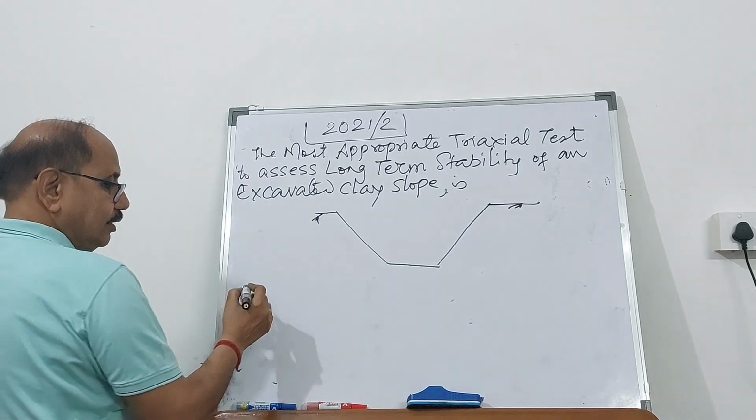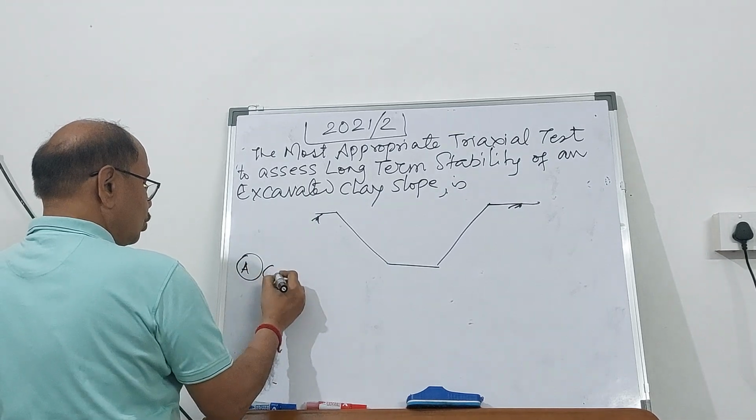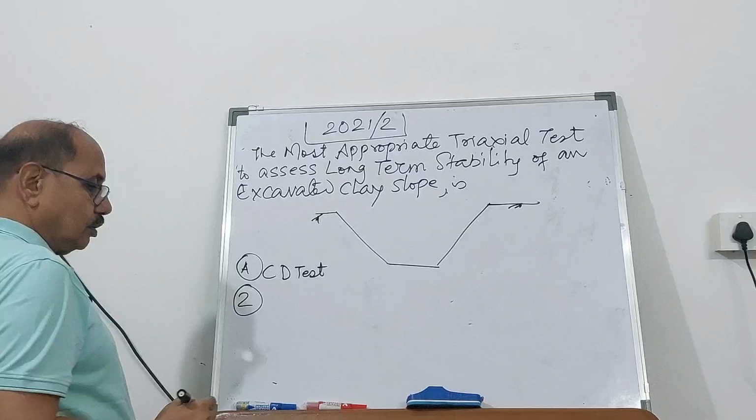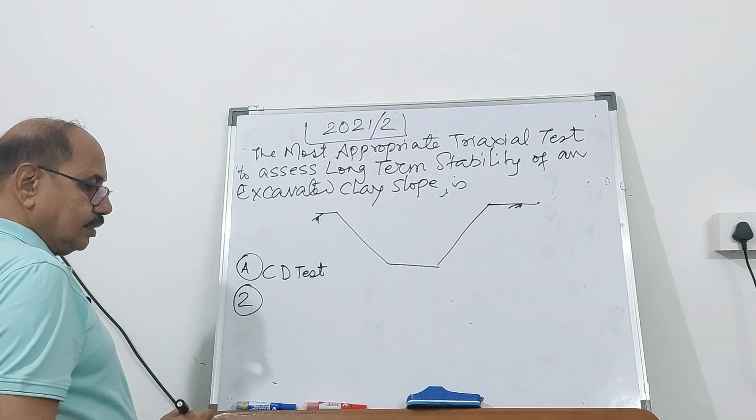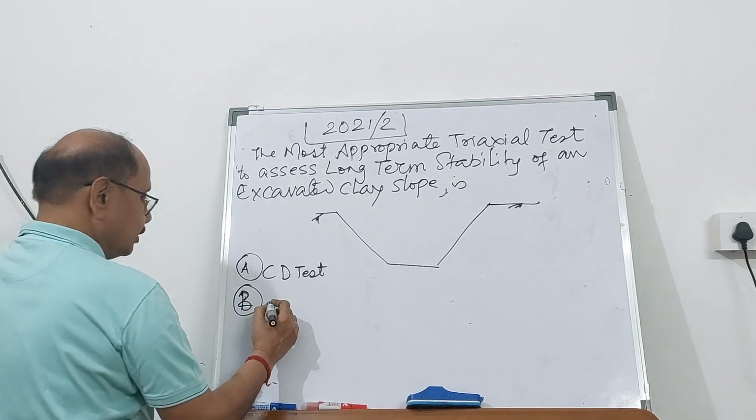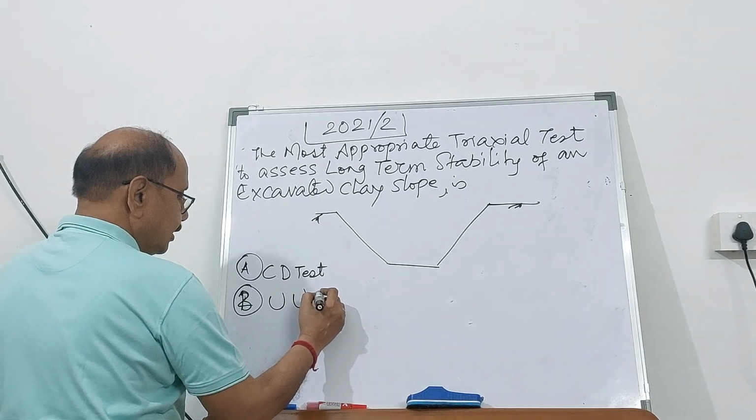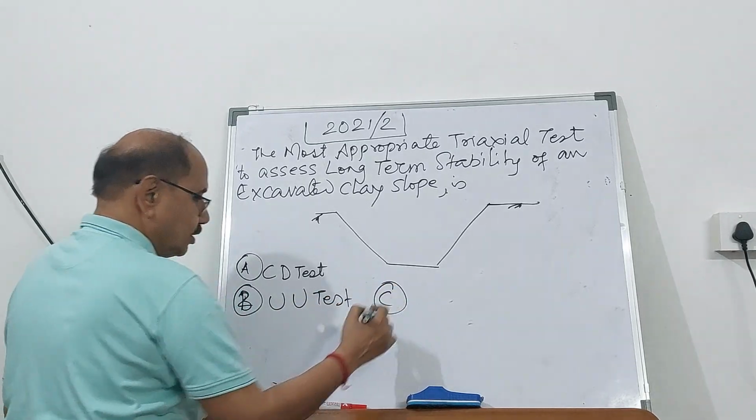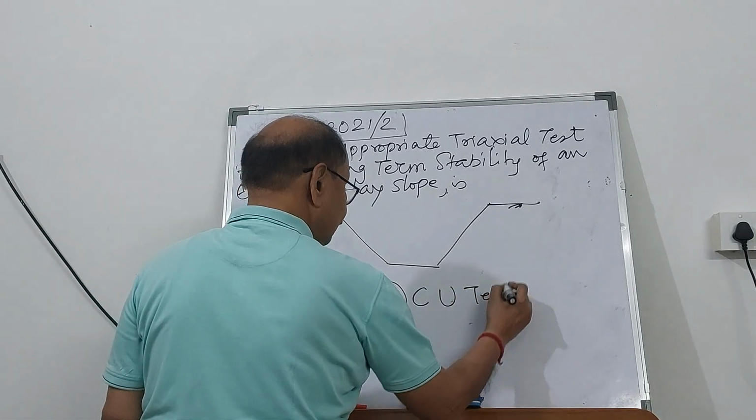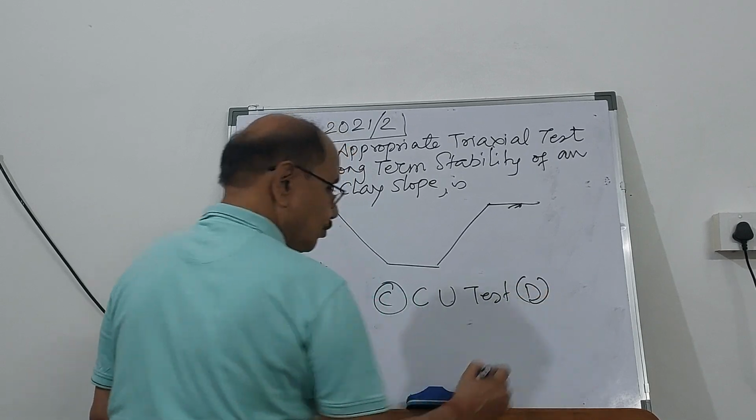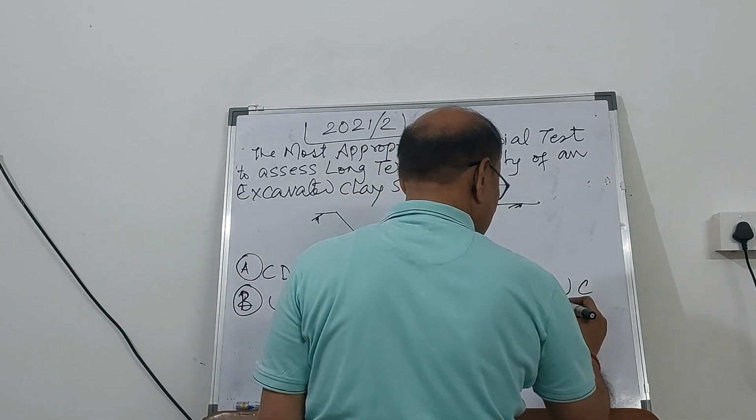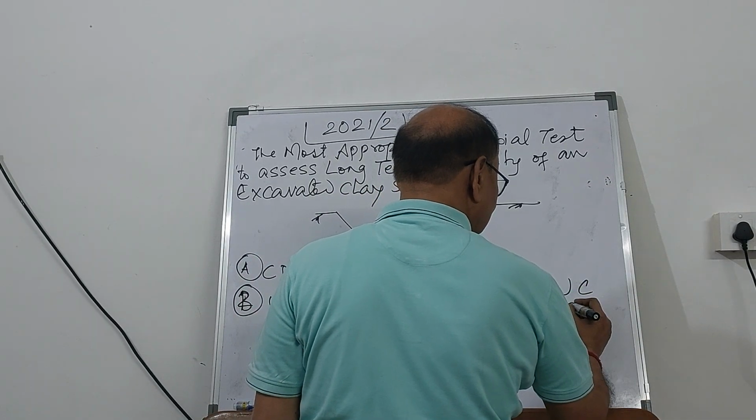One is given as A, CD test, consolidated drained test. Number two, which is given as B, is UU test, that is unconsolidated undrained test. The third option is consolidated undrained test. And the fourth option is given to you as UC test, unconfined compression test.